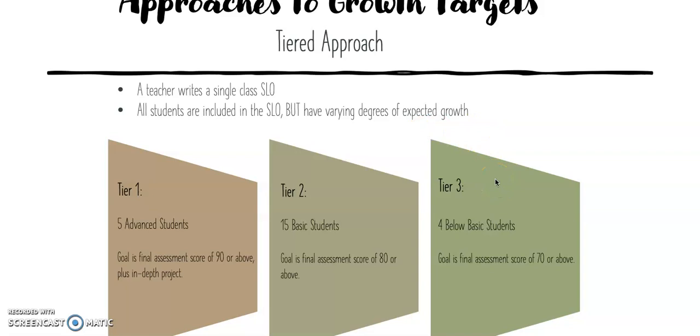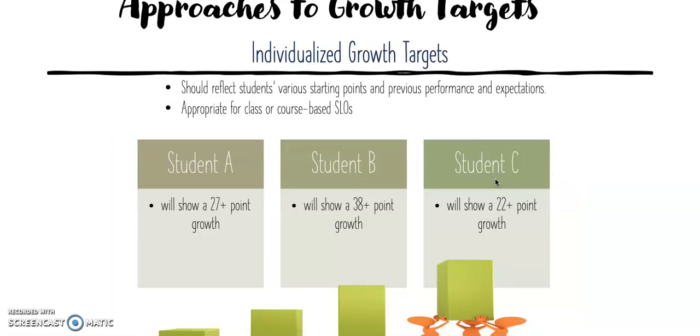And so that's probably what you're going to do if you teach resource. You might also do the individualized growth target. So this is what I think a lot of our self-contained friends will probably do, but this is based on each individual kid. And so what is student A expected to do versus student C and B? So each individual student would have their own growth target from August to May or June.